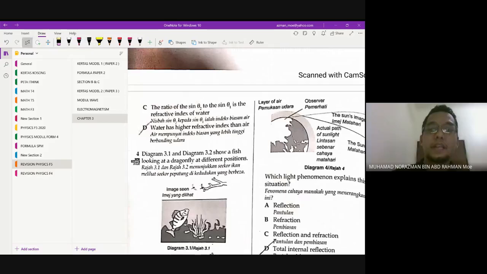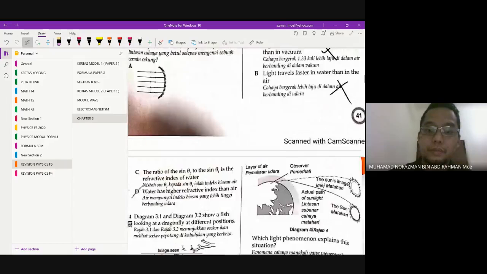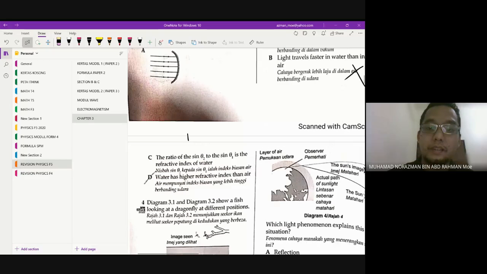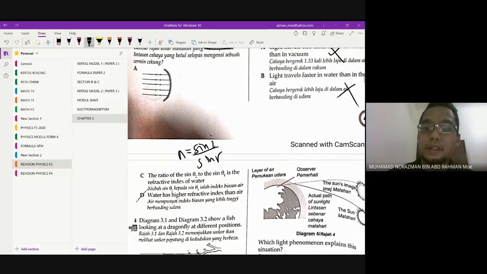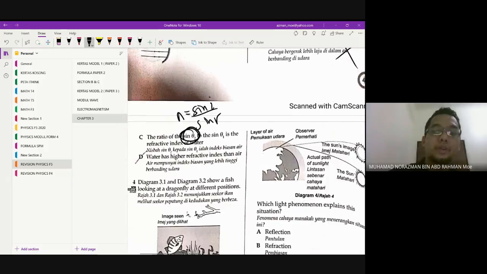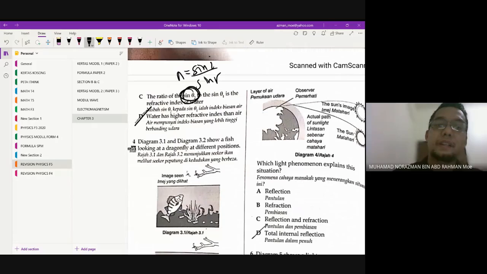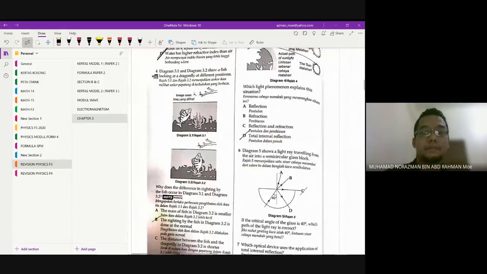C, ratio of sin theta 2 to sin theta 1 is the refractive index of water. Pun terbalik juga. n is equal to sin i over sin r. Okay, so in this case, sin theta 1 ni salah. Terbalik. So water has higher refractive index than air. Okay.